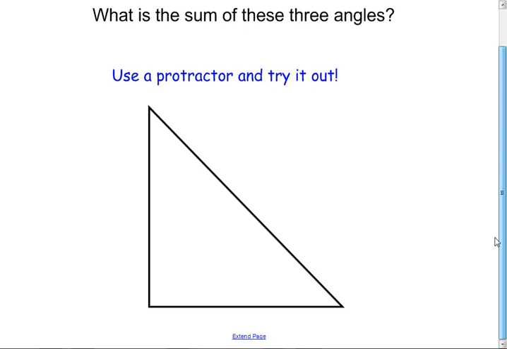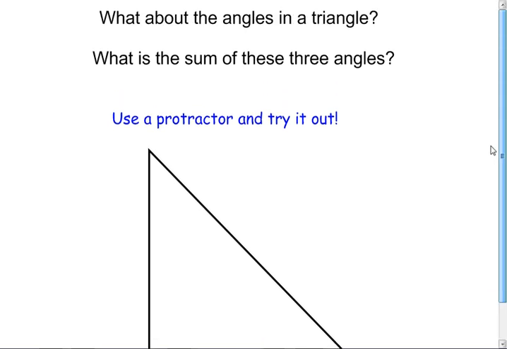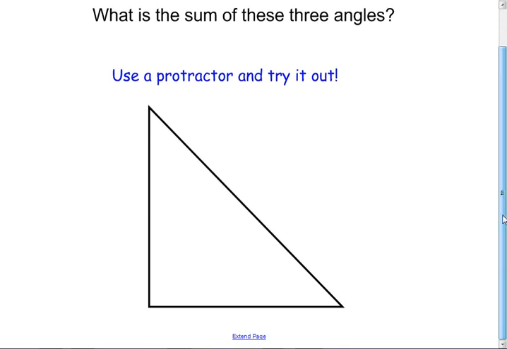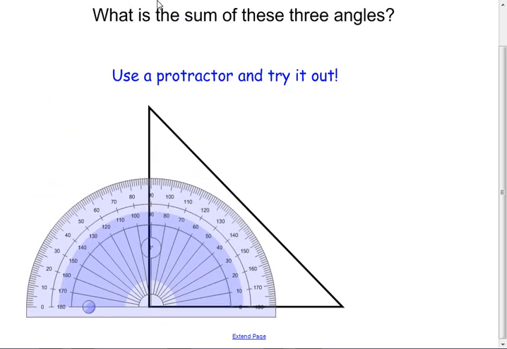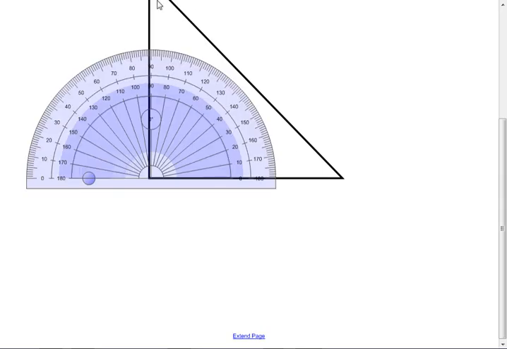Okay, I'm going to use my protractor. Your protractors are over there, and I'm not going to get them out. But what about the angles in a triangle? Another fact you have to know. So I'm going to take my protractor here, and I'm going to measure the angles. I'll do the easy one. How many degrees is that? That's 90, right? Never, ever assume, by the way.